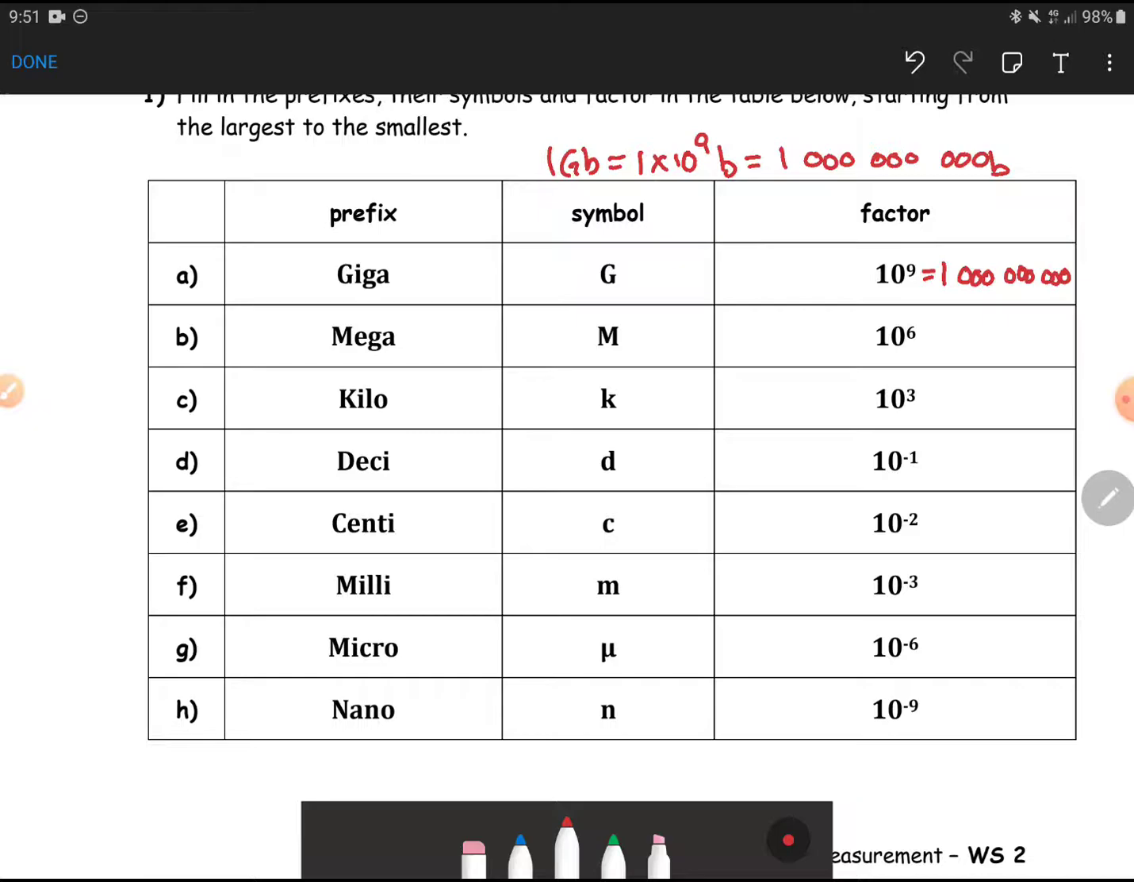So you need to know all of these values, all these prefixes by heart. But it's actually not too difficult because if you were to take a look at it, you realize that the first 3 is in multiples of 3. So it's 3, 6, 9. And the last 3 is also a multiple of 3, minus 3, minus 6, minus 9, which only really leaves you two numbers to remember. So it's just minus 1 and minus 2 for deci and centi.